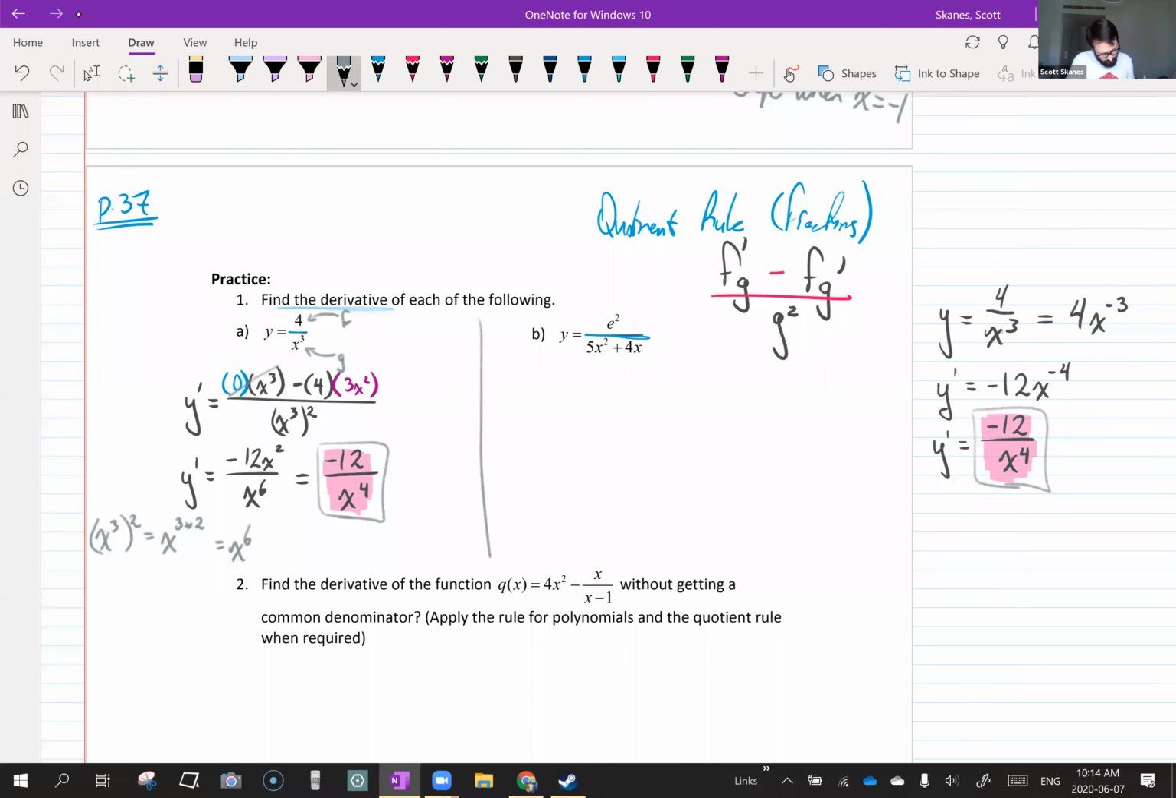So hopefully you feel okay with that. What about this one, this next one? Do you want to do B or do you want to move on to 2? If you want a little bit more practice on what we just did, we'll do B. If you want to move on, we'll do 2. B or 2? B, 2.